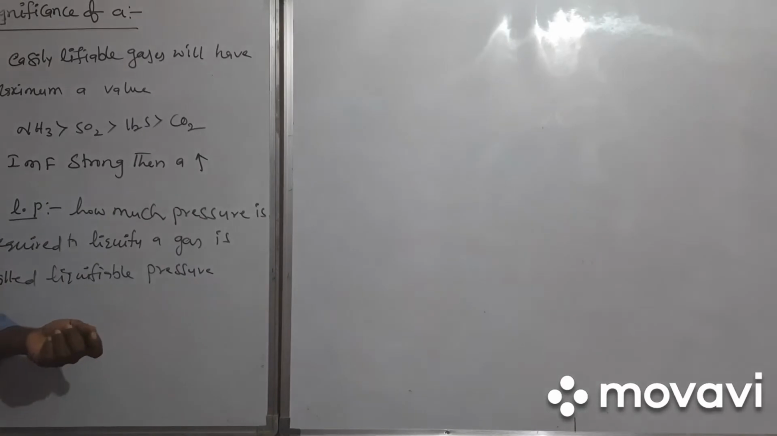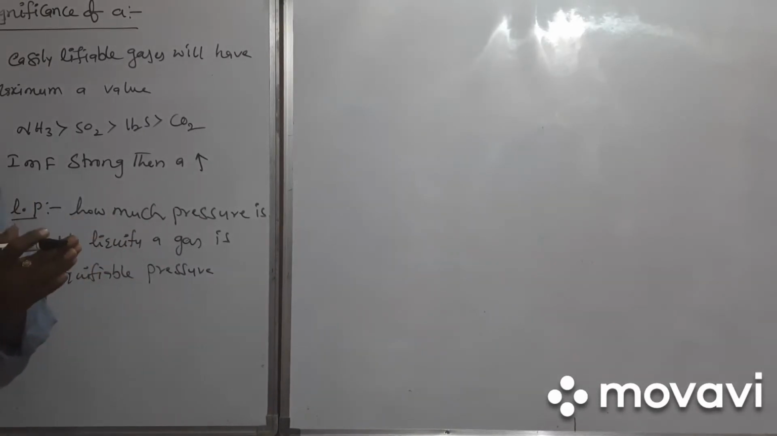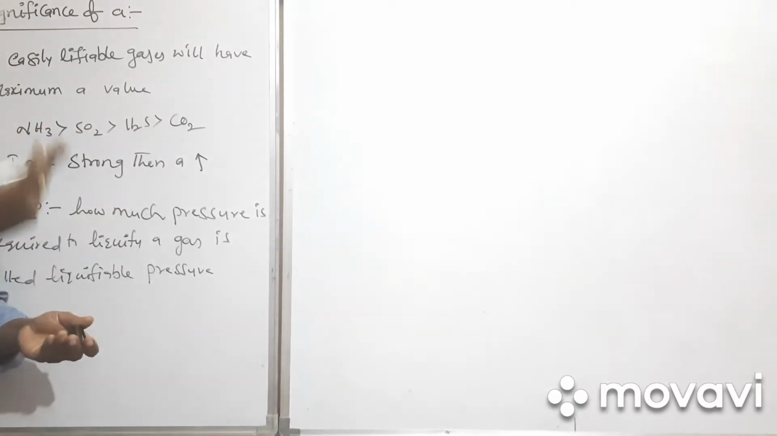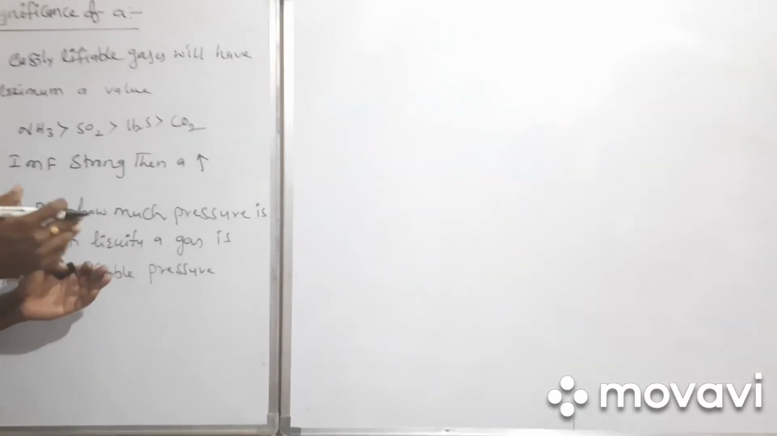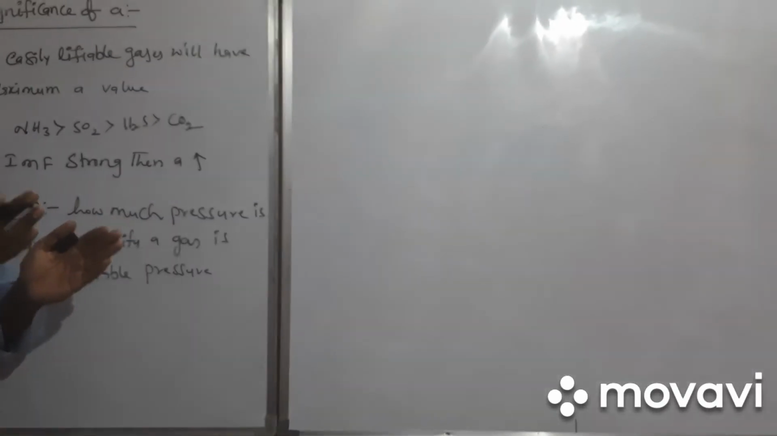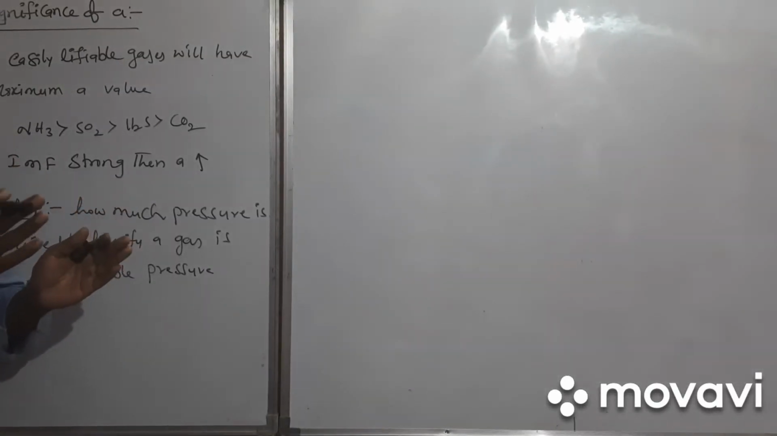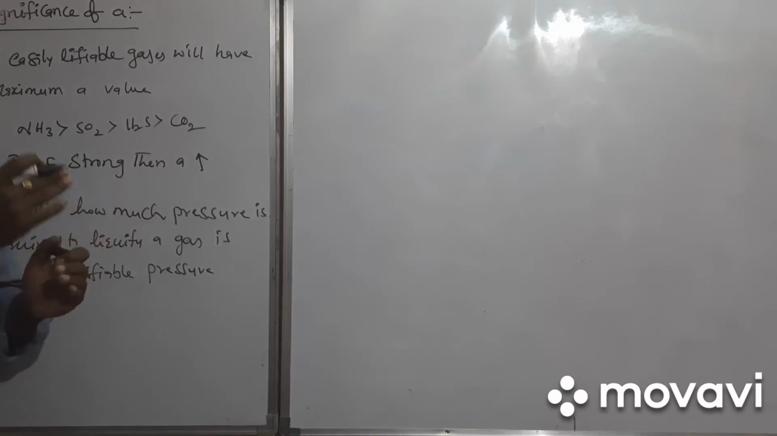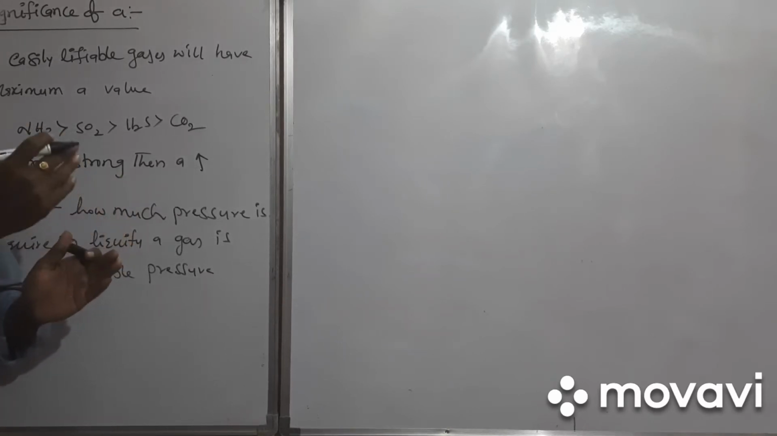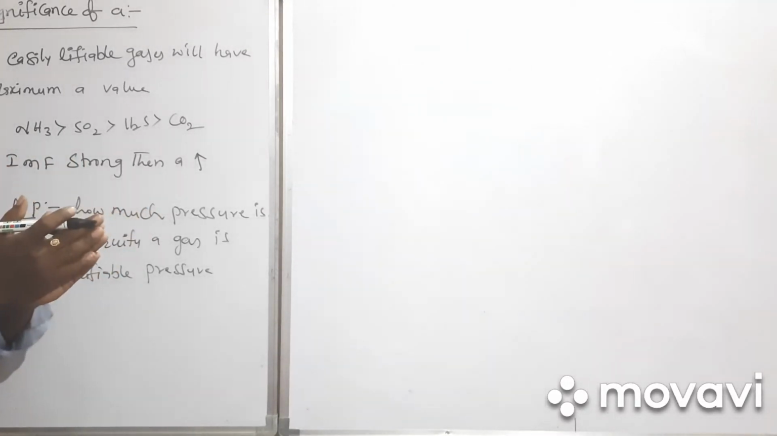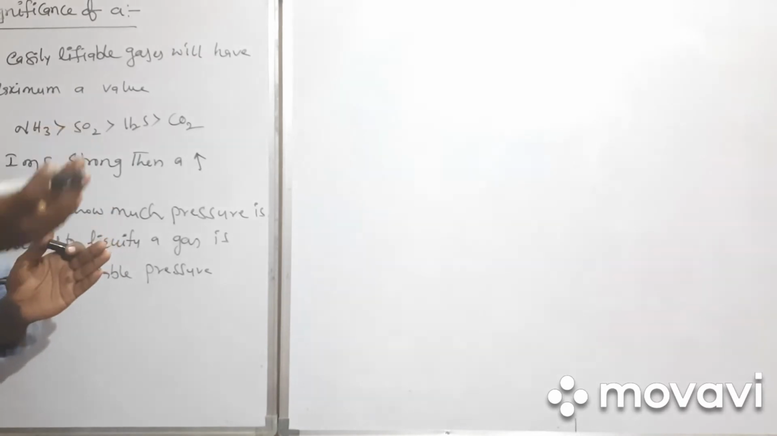If A value is maximum, means intermolecular forces are strong, then there is no need to apply maximum pressure to convert that gas into liquid. Why? Because if intermolecular forces are strong, the molecules are very close, right? When molecules are very close, the physical state will change from one to another. In case of gas, if gas molecules are very close, then easily that gas will be converted to liquid.